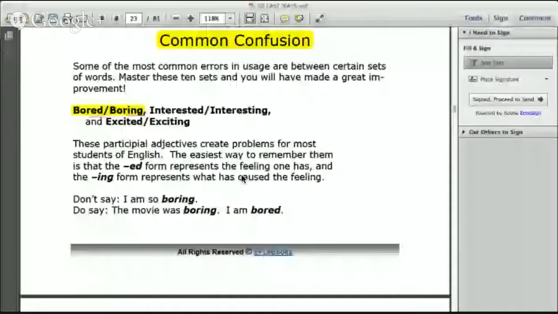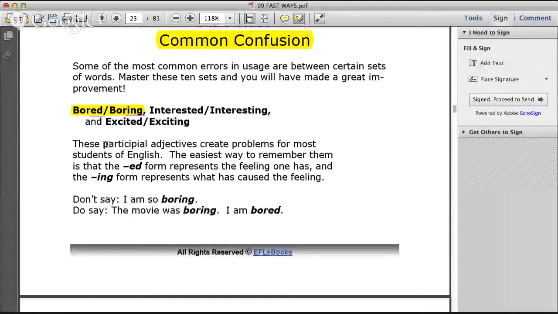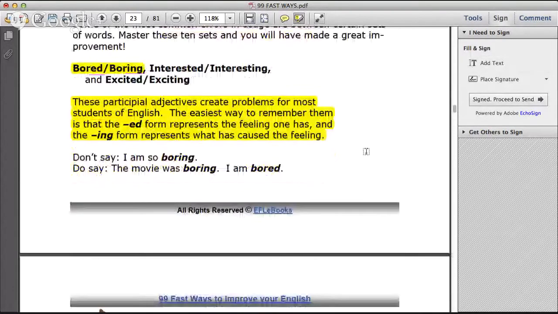Oksana, let me have you read this paragraph here, please. These participle adjectives create problems for most students of English. The easiest way to remember them is that the ed form represents the feeling one has, and the ing form represents what has caused the feeling.